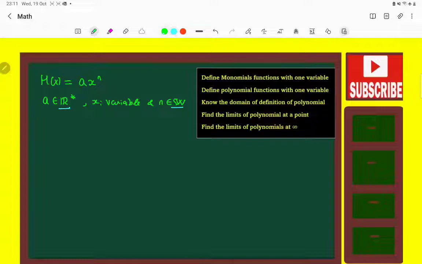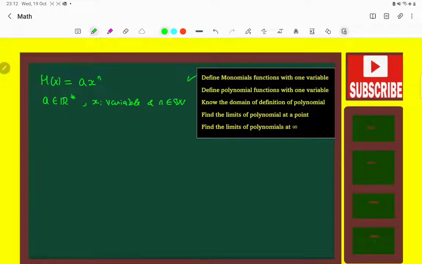As an example of monomial, I can take m of x equal 3x power 7. In this particular function, I can say that 3 is the coefficient of x power 7 and 7 is the power or the degree of the monomial. So basically, the degree of m of x here is simply 7. Another example, like m of x equal to 12x power 13. Here, in this case, the degree of m of x is equal to 13. So as you see, the degree of the monomial function is defined by the power.